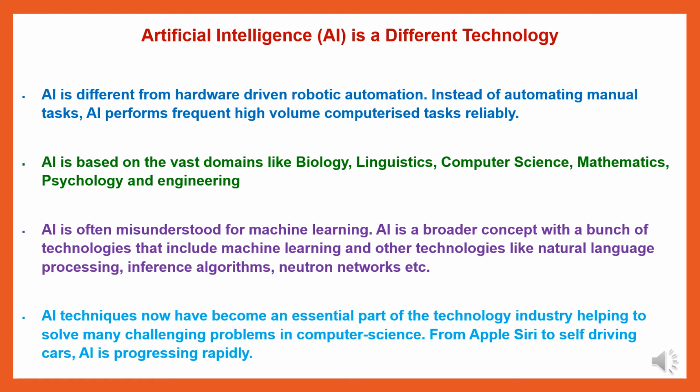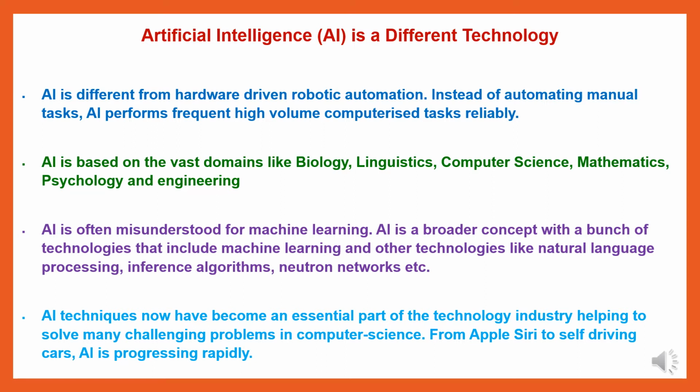Artificial intelligence has different technologies, which is different from hardware-driven robotic automation. Instead of automating manual tasks, artificial intelligence performs frequent, high volume computerized tasks reliably. AI is based on vast domains like biology, linguistics, computer science, mathematics, psychology, and engineering.